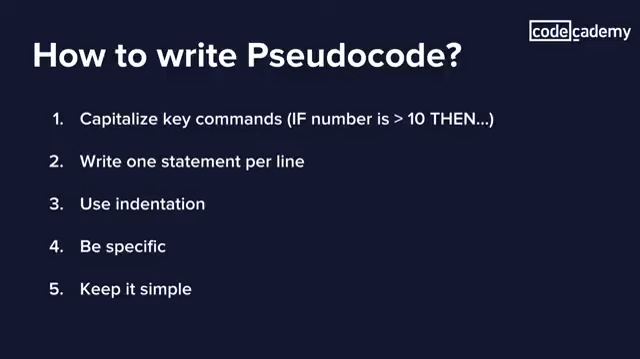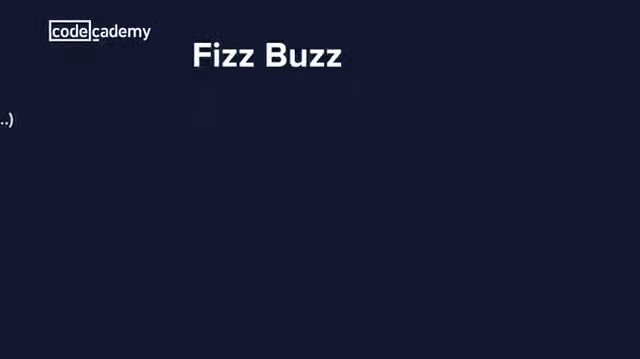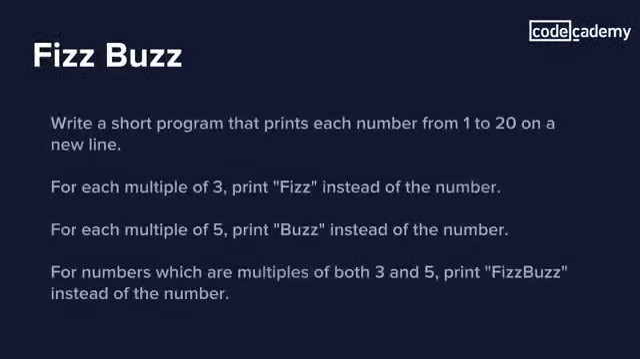Okay, so now that we have an idea of how to write pseudocode, let's go ahead and take a look at an algorithm and start writing our own pseudocode and solution with it. So this is a classic interview question and coding challenge that is very popular and you might have seen before. It's called FizzBuzz. So here are the instructions for FizzBuzz.